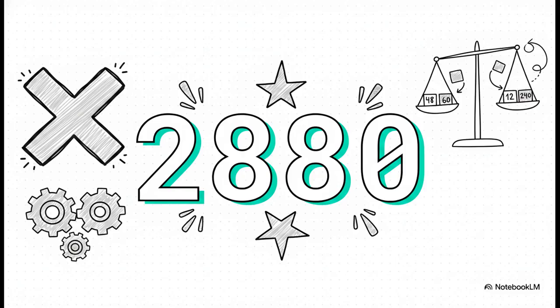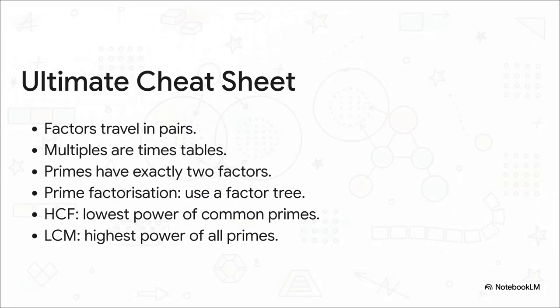No way, right? So here is your ultimate cheat sheet to lock all these concepts in. Keep these rules in your back pocket. Factors are ingredients that travel in pairs. Multiples are just your times tables extending outward. Prime numbers have exactly two factors, leaving the number 1 in a bizarre category completely by itself. You can smash any composite number down using factor trees. To find the HCF, take the lowest power of common primes. And for the LCM, take the highest power of all primes. This right here is the invisible math DNA we've uncovered today.